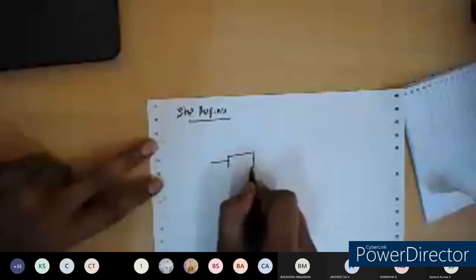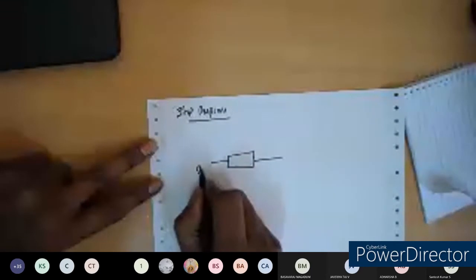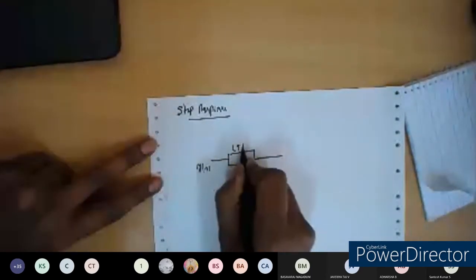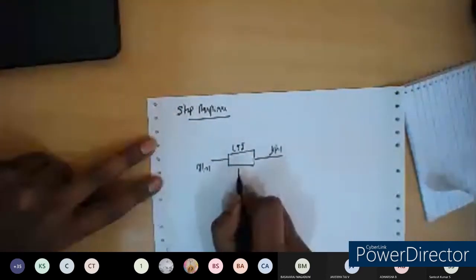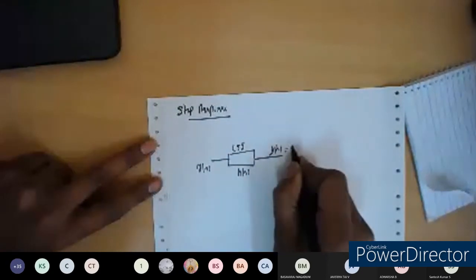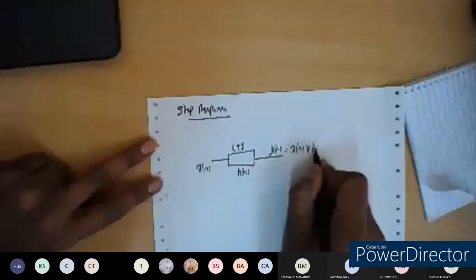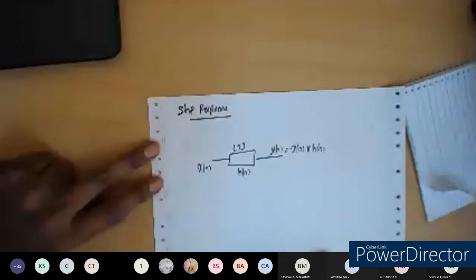Input signal. For example, we have the LTI system. Say this is nothing but the LTI system we have here. So the input is nothing but x of n. This is the LTI system. The output is nothing but y of n. The impulse response of the system is nothing but h of n. So it is equal to x of n convolution with h of n. So this is the system we have.